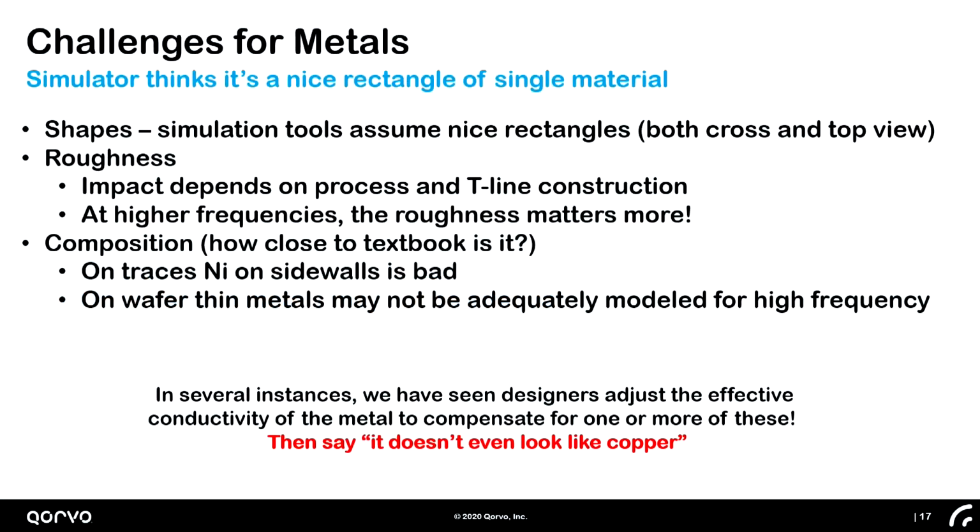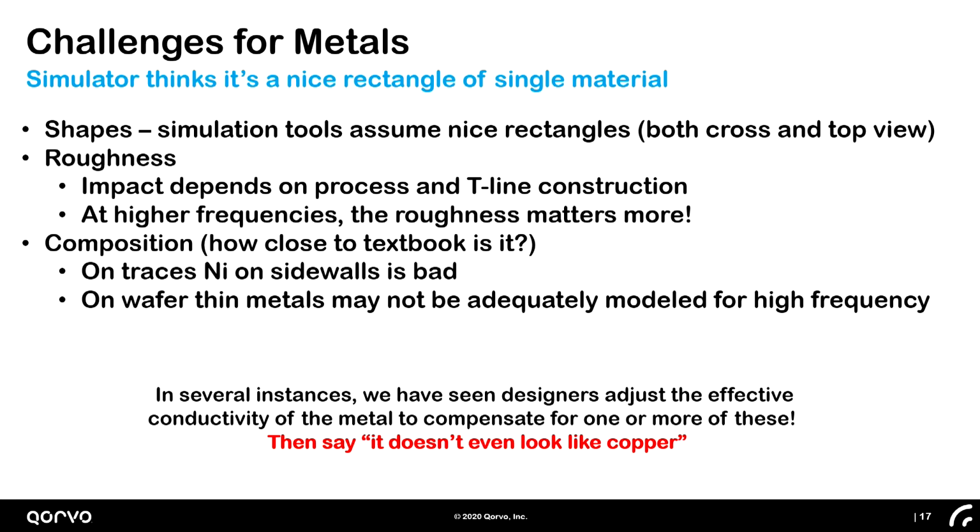So here's a really fun part of this, which is the challenges for metals. So the metals that we drew all look like really great rectangles, right? That's very disappointing because they don't look like that at all. I'll show pictures. There's surface roughness, which is going to depend on the process you use and how you make your transmission line. Where's the current? Is it on the top or the bottom or the sides? And at higher frequency, the roughness starts to really kill you. And that's kind of where the connection with 5G comes.